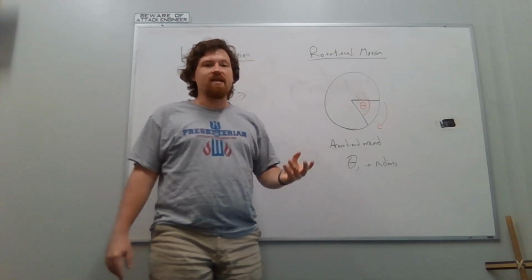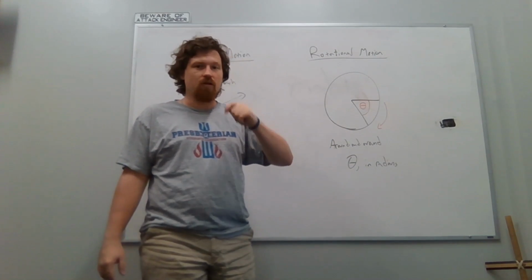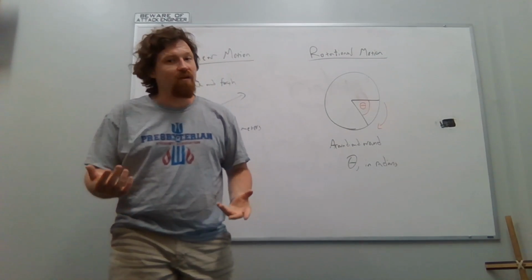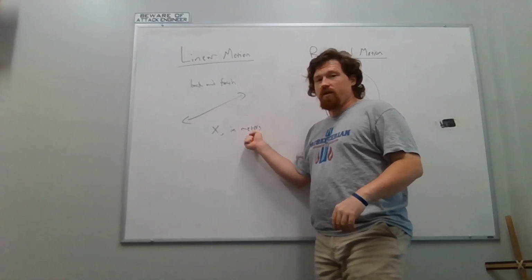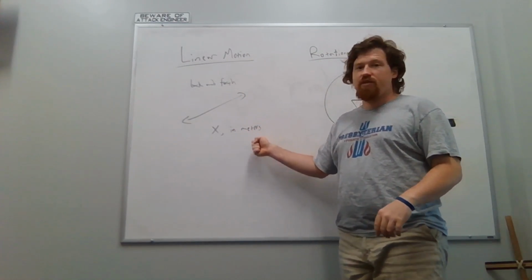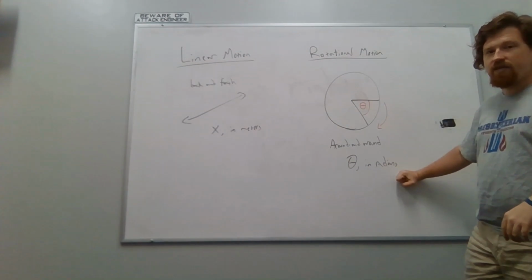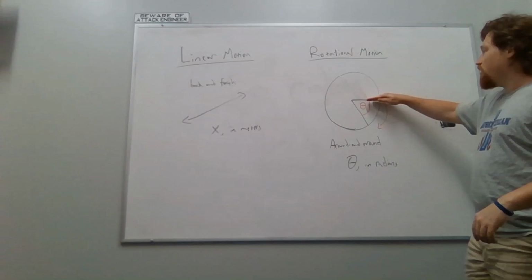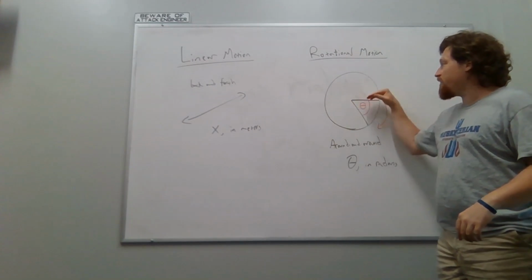How many radians has something traveled around this circle? Radians is very similar to degrees. Like feet and meters measure the same thing, they're both units of length, radians and degrees both measure rotational displacement. How far have you rotated?